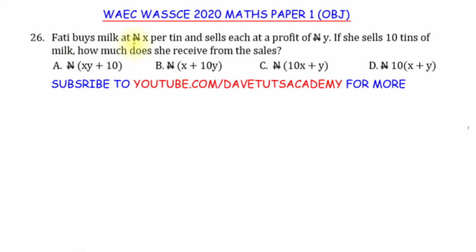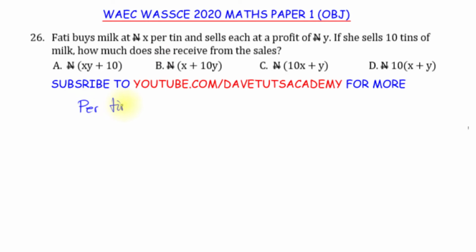Fatih buys milk at X naira per tin, okay, and sells each of the tin at a profit of Y naira. If she sells 10 tins of milk, how much does she receive from the sales? Okay, this is a classical question on commercial mathematics. And looking at this per tin, let's take it piecewise.